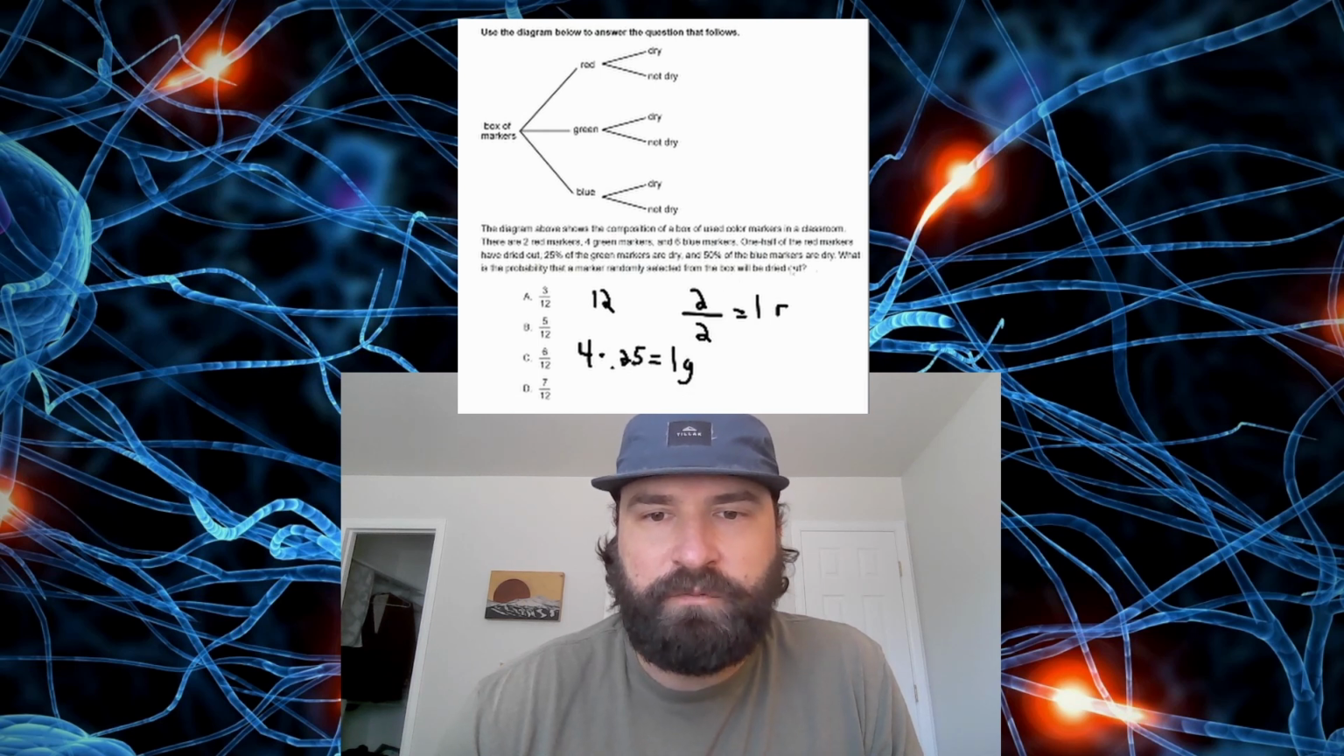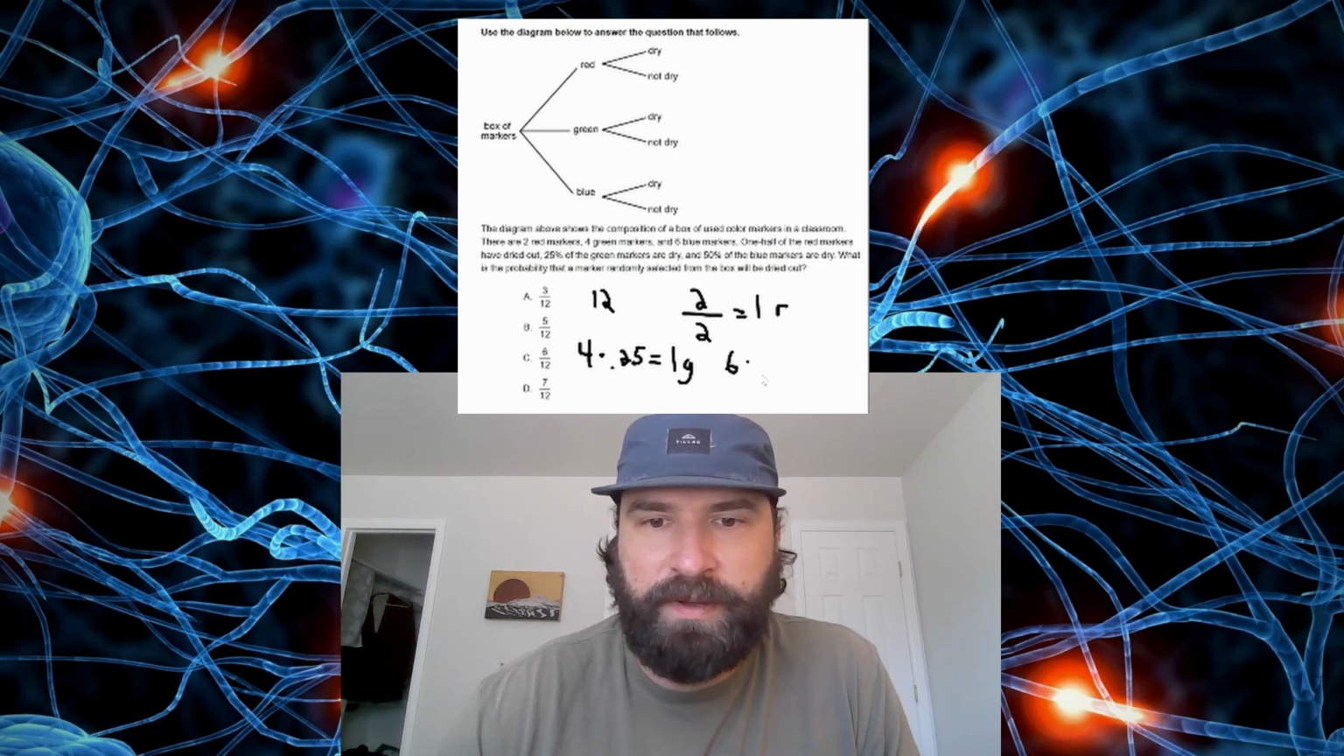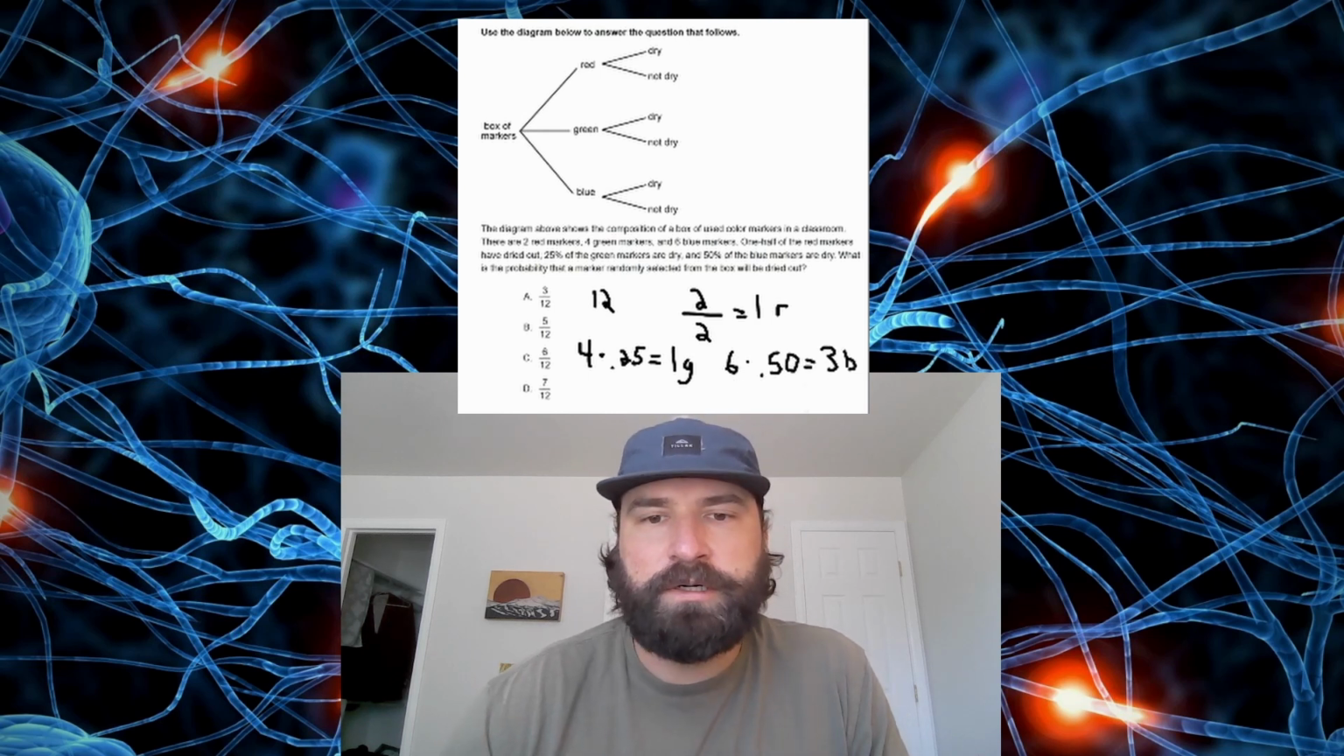And we also know that 50% of the blue markers are dry. So I can take 6 blue markers and multiply that by 50%, which is 0.5. 6 times 0.5 is 3, so we've got 3 blue markers.